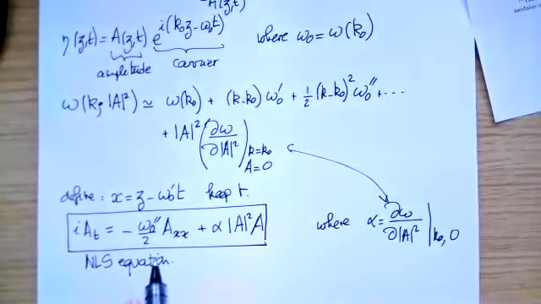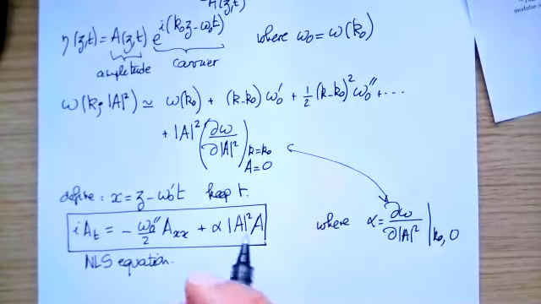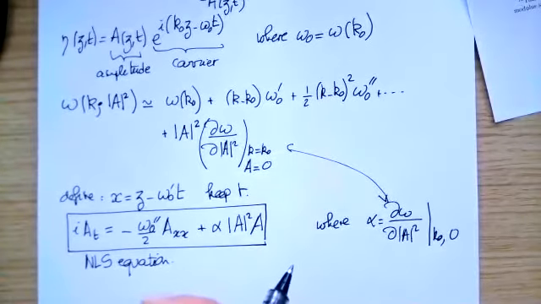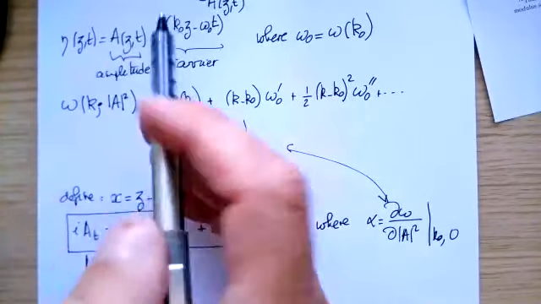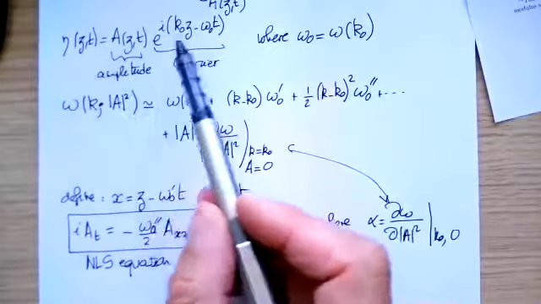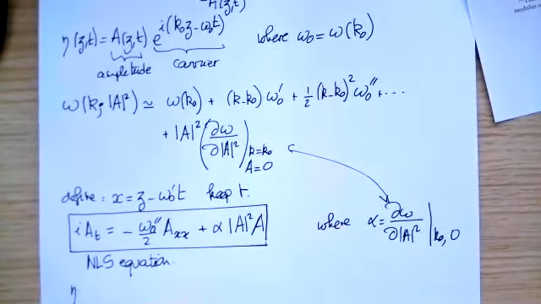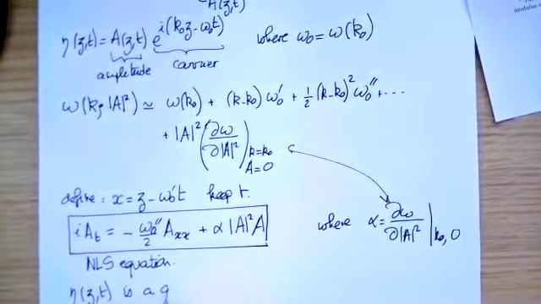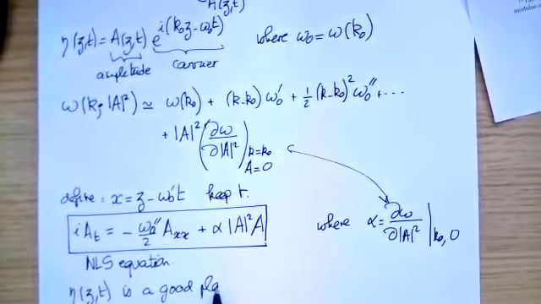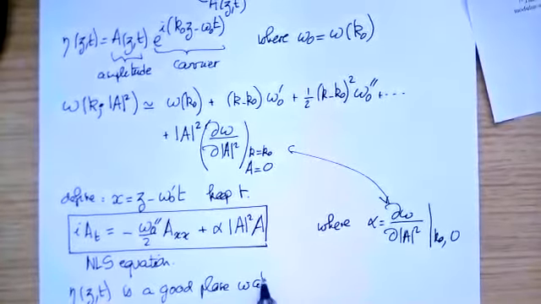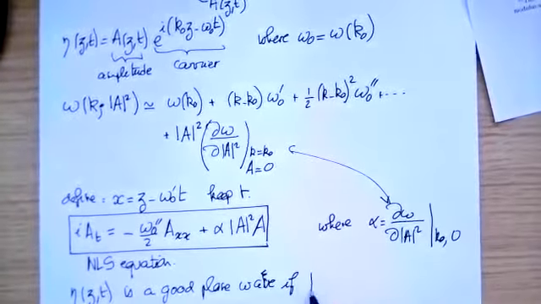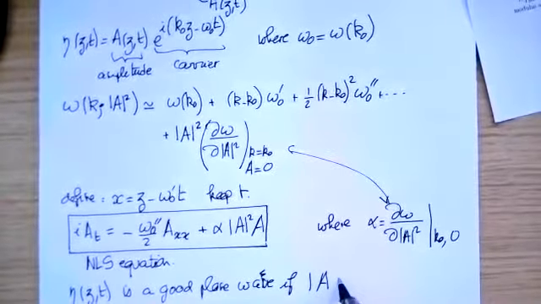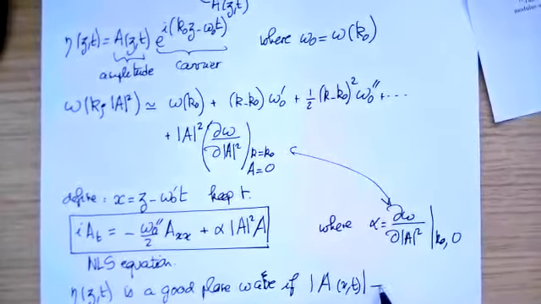Right. And one wants to study the effect of nonlinearity on the plane wave. Okay, so remember the total wave is eta. So when I say that eta is a good plane wave, if the modulus of A equals constant.